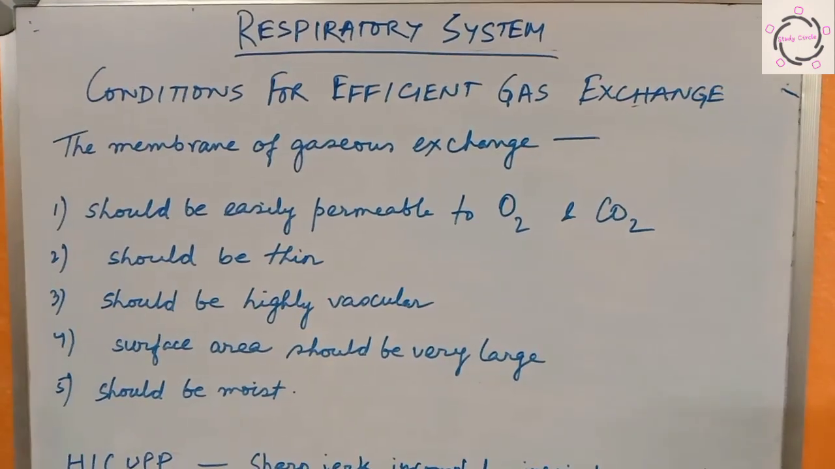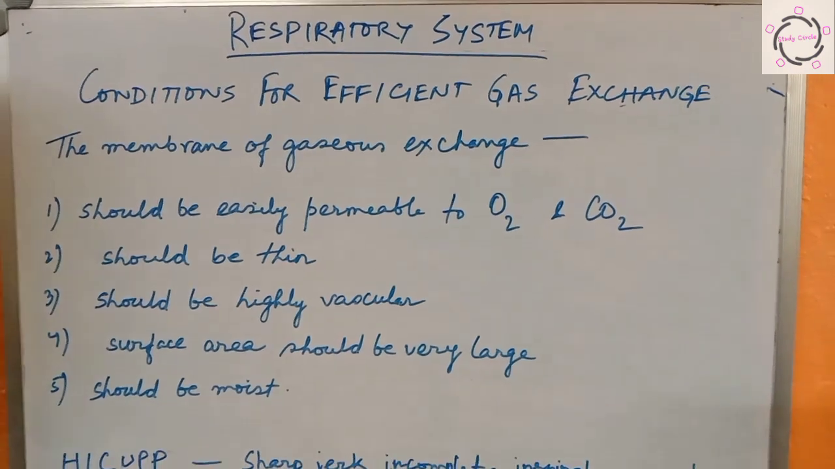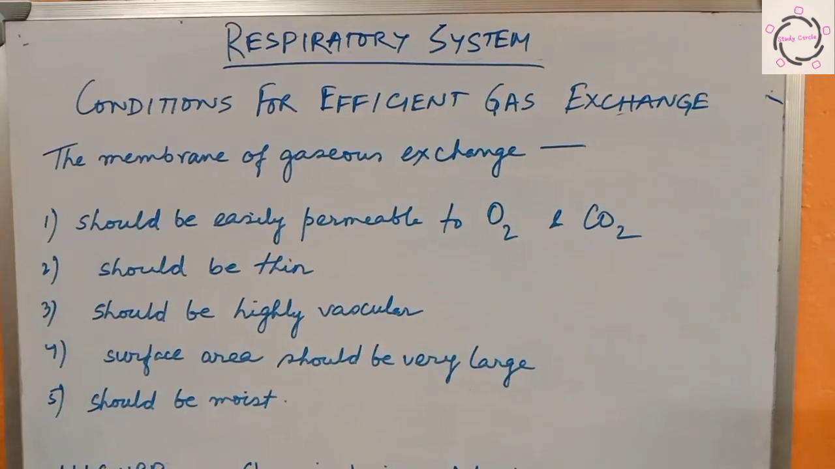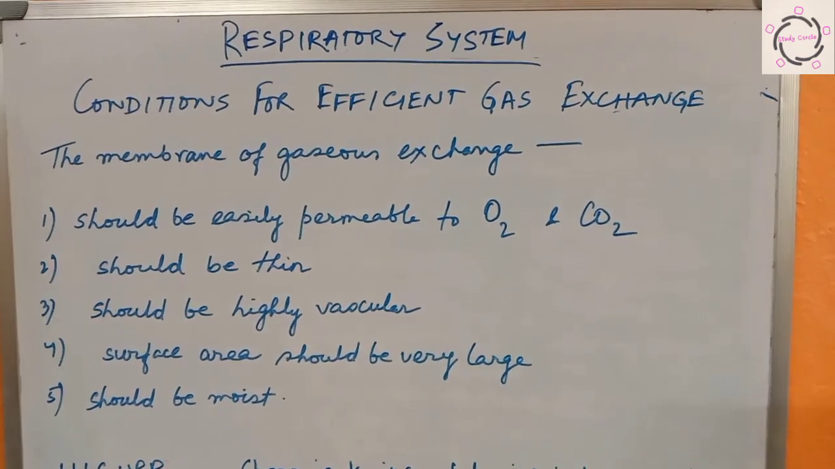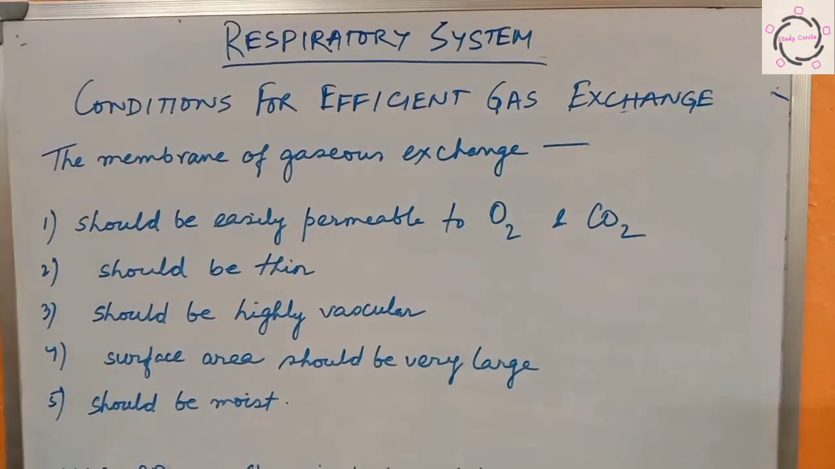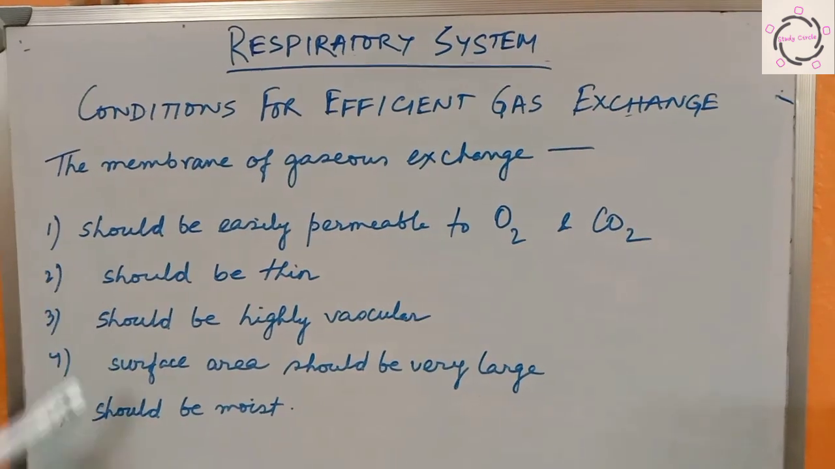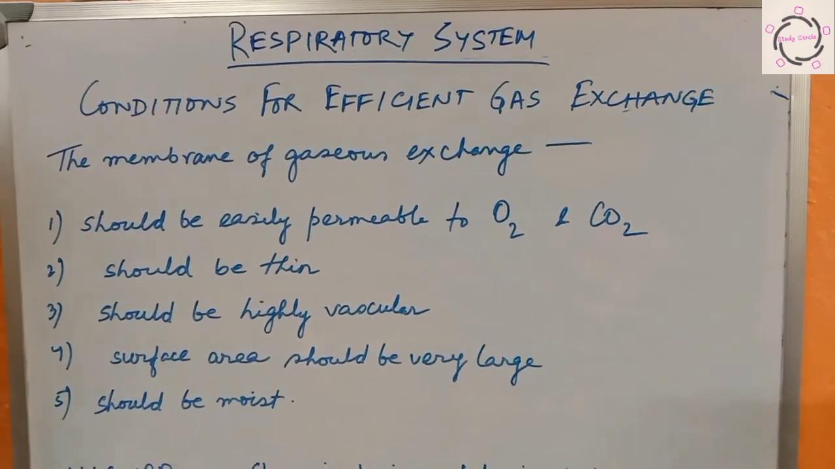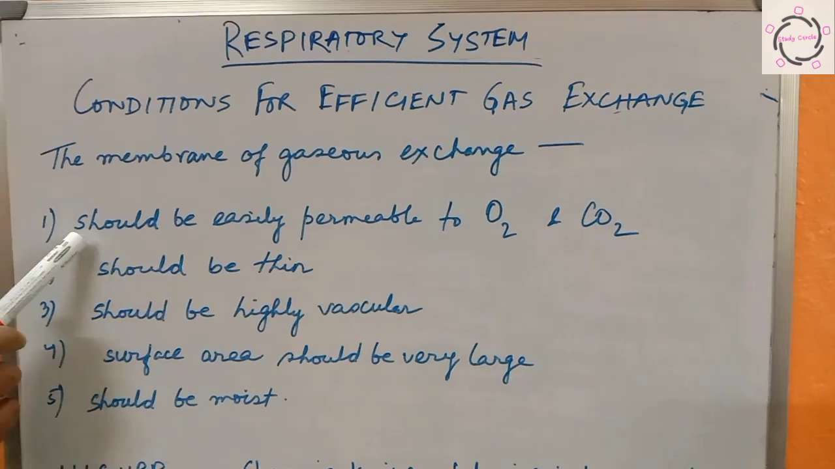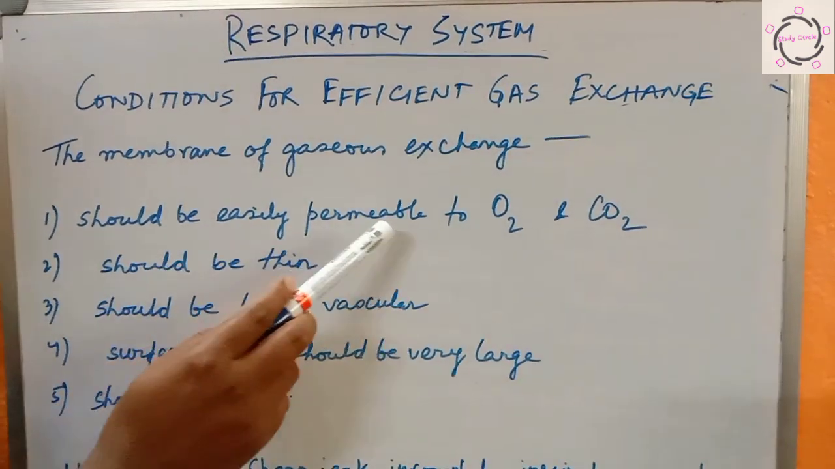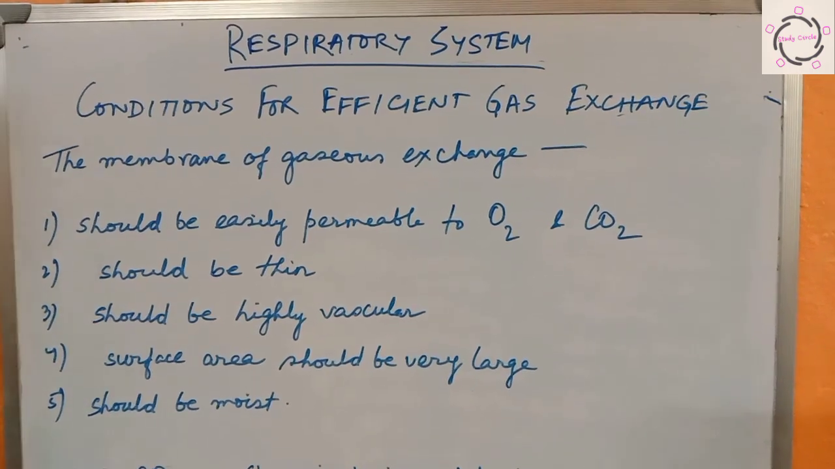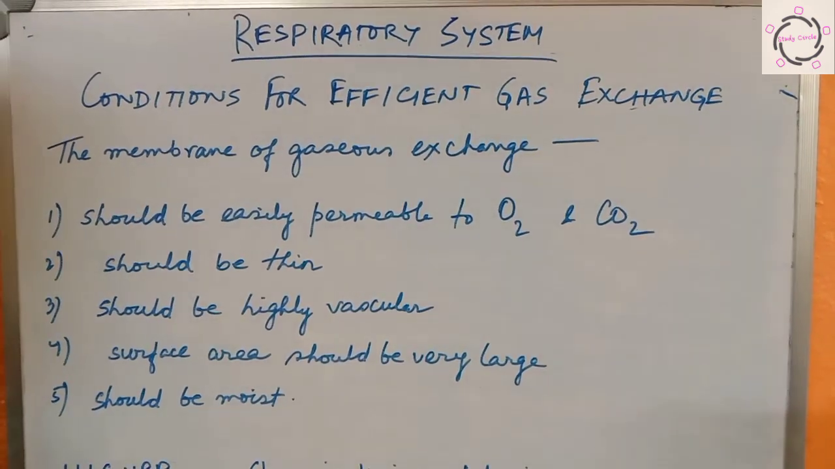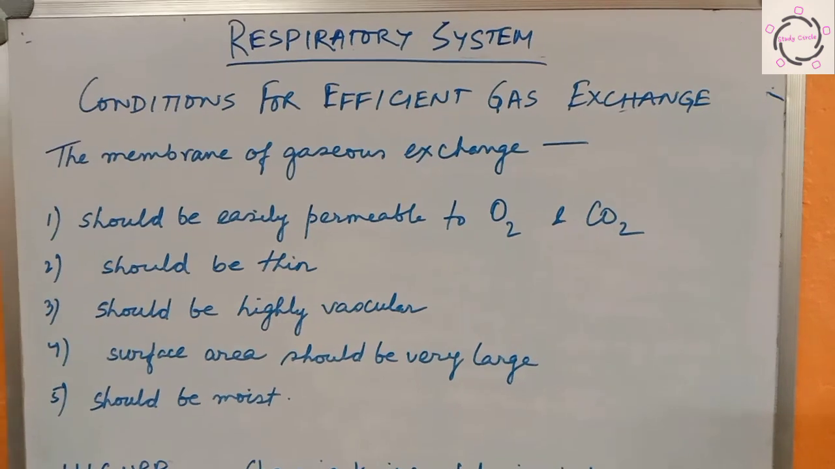So, what should be the condition for all respiratory organs? The membrane of gaseous exchange should have the following characteristics. I have written 5 points here, you can note them down. Firstly, it should be easily permeable to oxygen and carbon dioxide. That means it should allow easy entry and exit of oxygen and carbon dioxide.